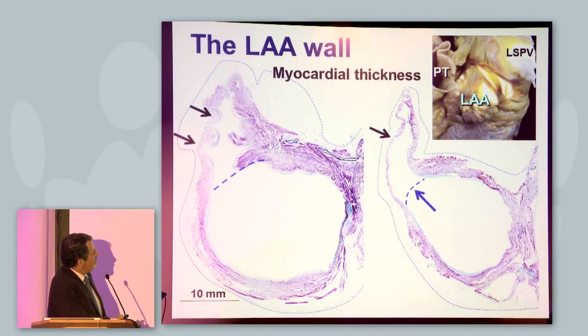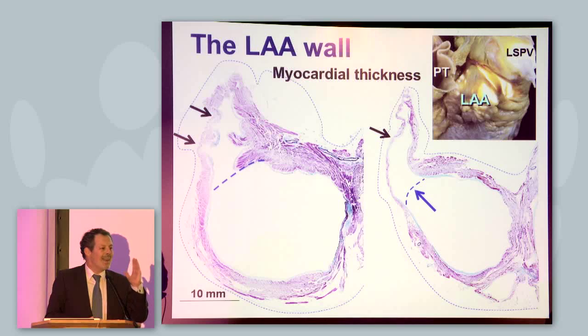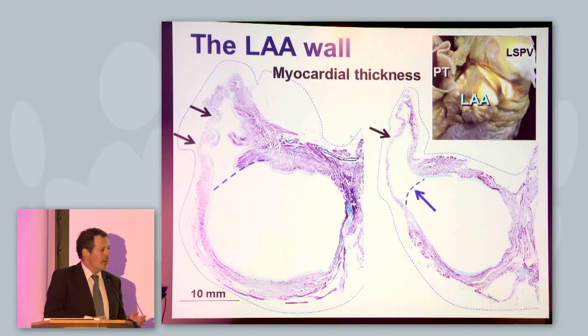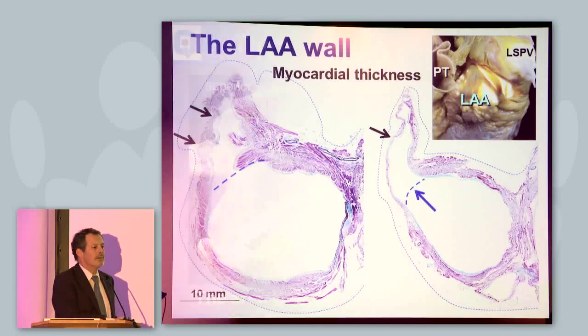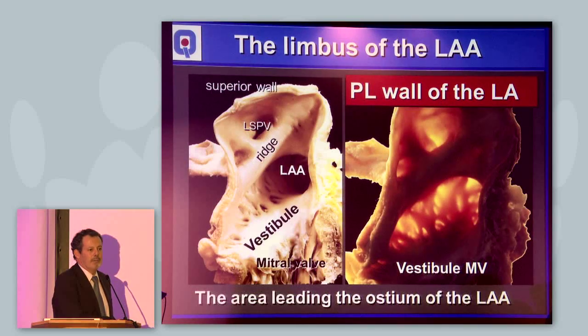And note, this is medial and this is lateral. Please note by transillumination, non-uniform myocardial thickness. The lateral wall of the left atrial appendage at the level of the mouth, look, is thinner. This is 10 millimeters. We should take into account this anatomic aspect when we are approaching the left atrial appendage occlusion.